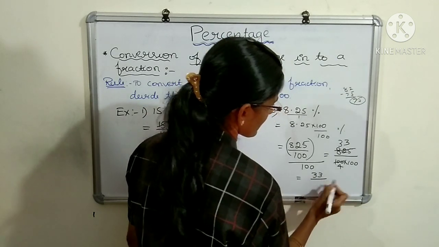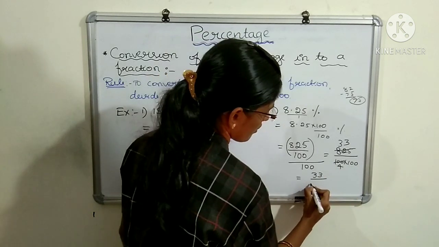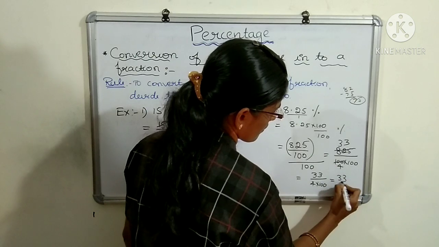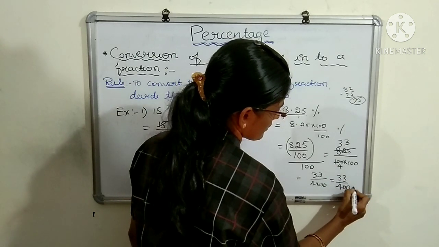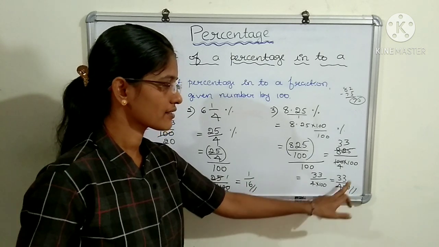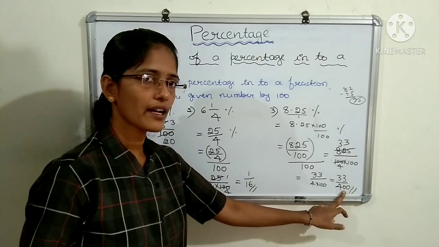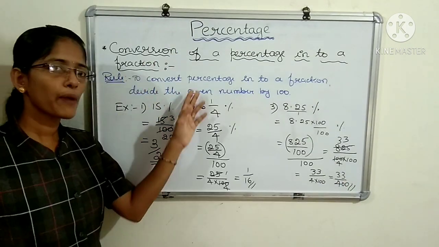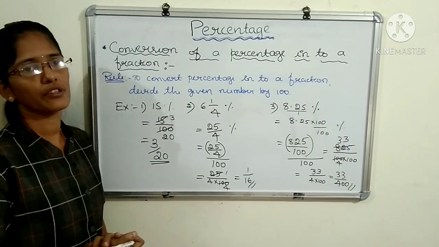33 divided by 4 into 100. 4 into 100, how much? That is 400. This is the simplest form of the fraction. We cannot cancel 33 by 100, so we have to stop here. Friends, this part as it is you have to copy in your notes.